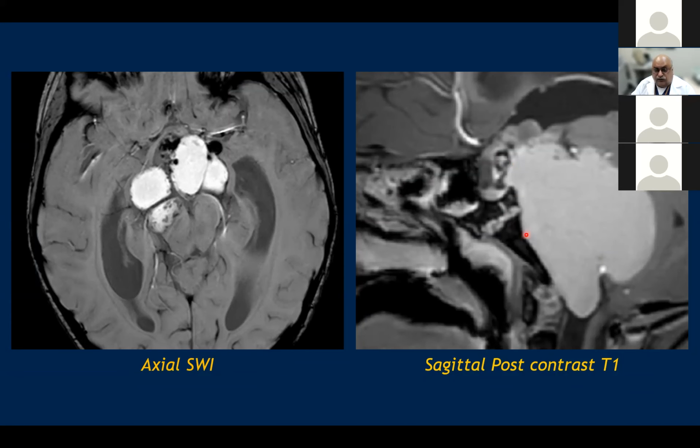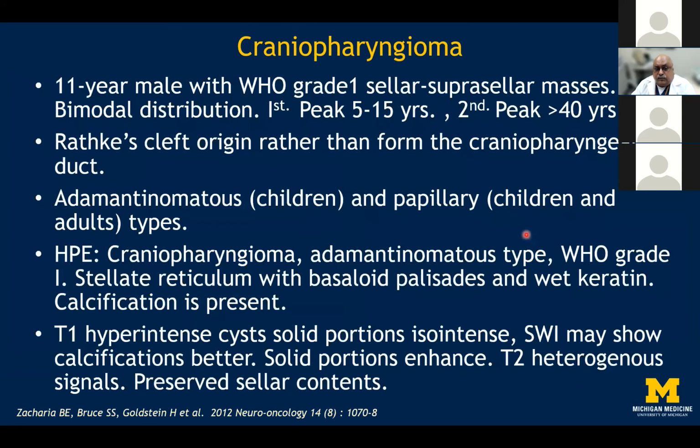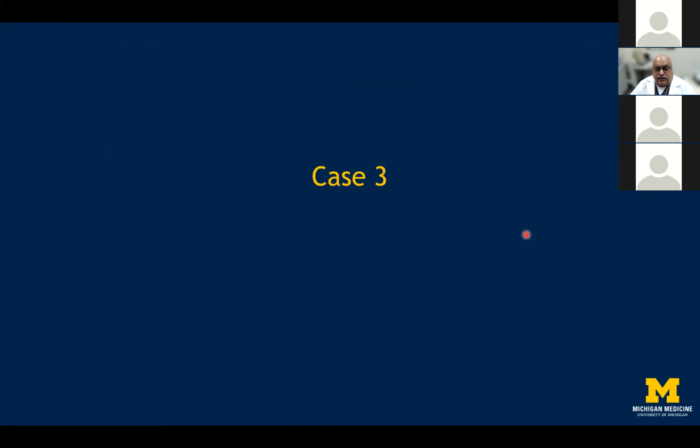this was a craniopharyngioma. So craniopharyngiomas usually are of two types, adenomatous and papillary type. The adenomatous are usually seen in children, and the solid components of the lesion may show areas of hemorrhage or calcification, which are important to distinguish on the SWI sequence.